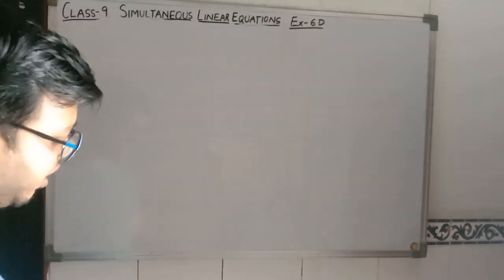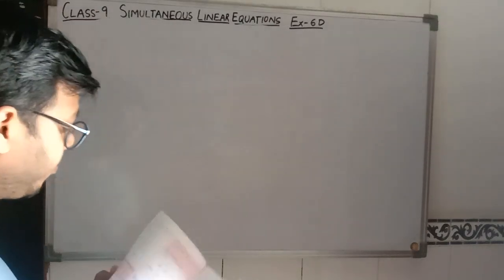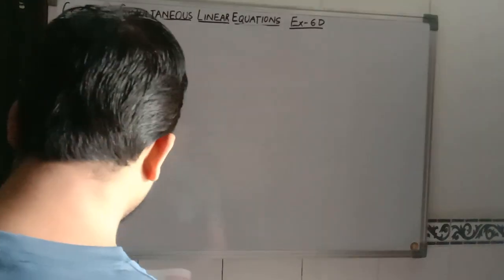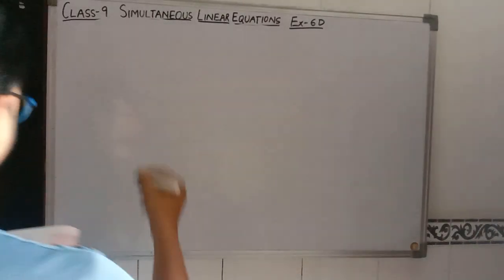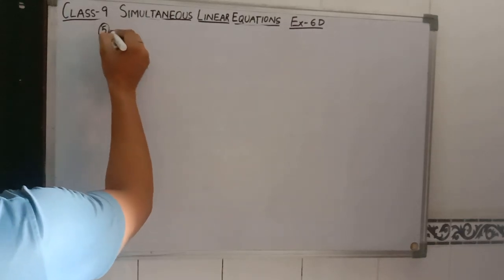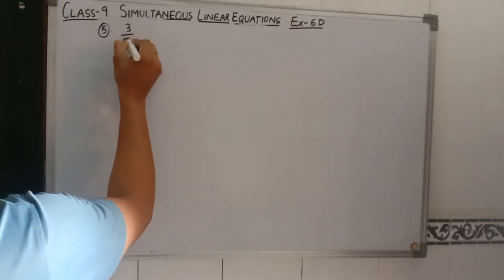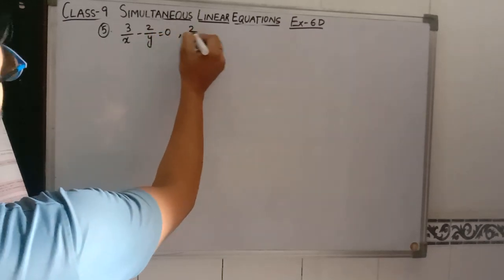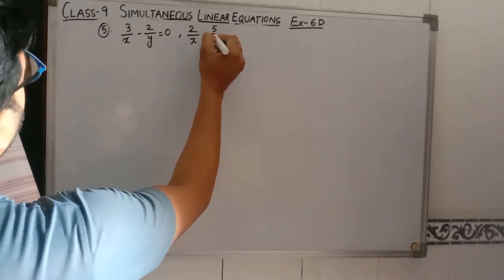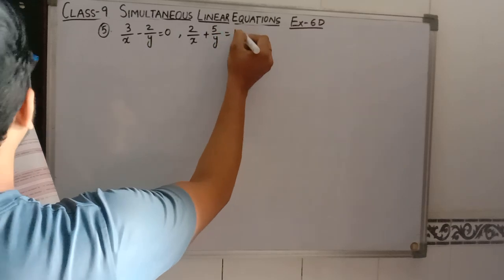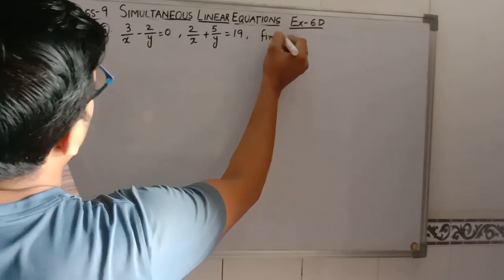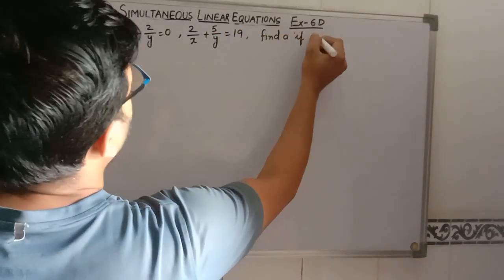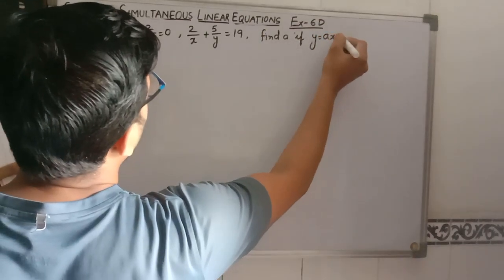Question number 4 is the same as question number 3. Now I am coming to question number 5. Question number 5 is saying that 3 upon x minus 2 upon y is equal to 0, and 2 upon x plus 5 upon y is equal to 19. We have to find a if y is equal to ax plus 3.